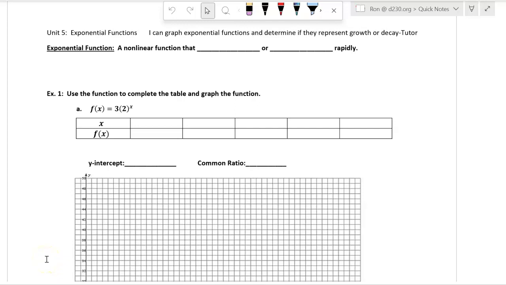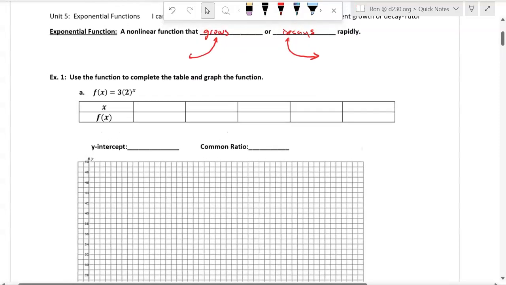So today we are going to graph exponential functions and determine if they represent growth or decay. So now, what is an exponential function? An exponential function is a nonlinear function that grows or decays rapidly. And when we say it grows, it means from left to right, you'll see that it starts out low and grows real quickly. If something decays, that means it starts real high and then decreases real quickly from left to right.